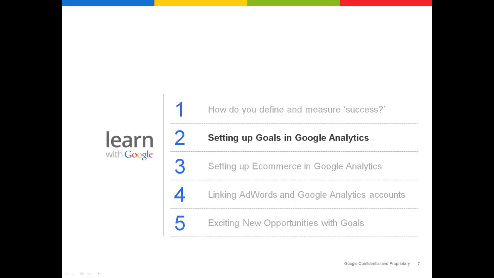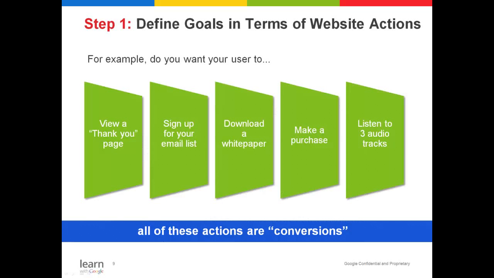Now that we've discussed identifying business objectives and mapping them back to site actions, let's walk through setting up goals in Google Analytics. So what is a goal in Google Analytics? A goal is either a visit to a specific page of your site or a specific action completed on your site. A goal conversion or completed goal would occur when a user views this designated goal page or completes the goal action.